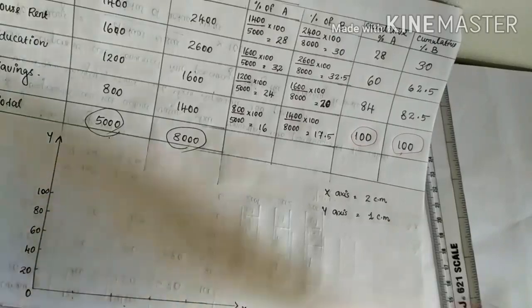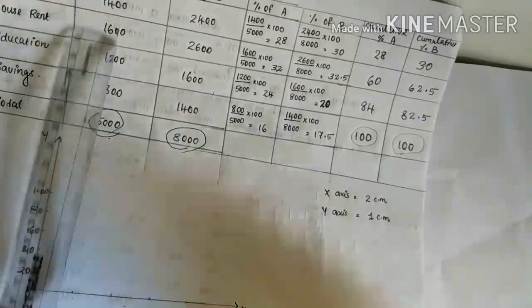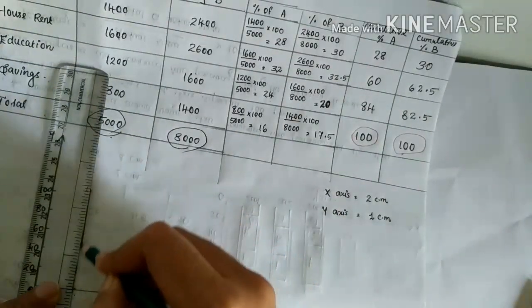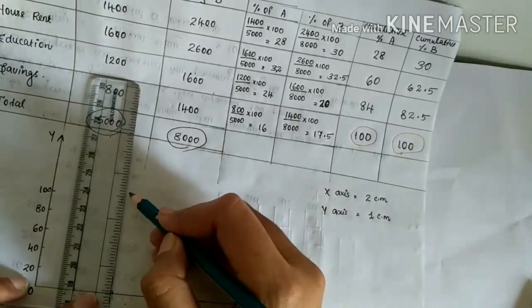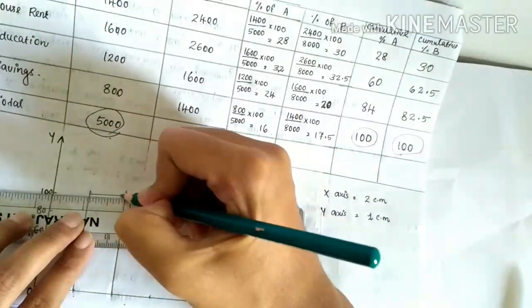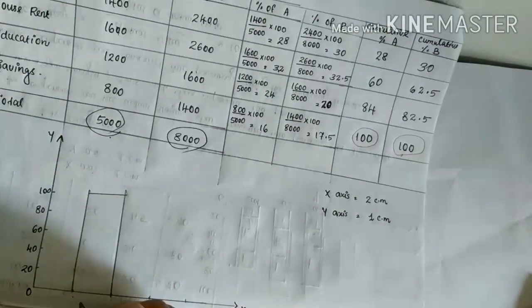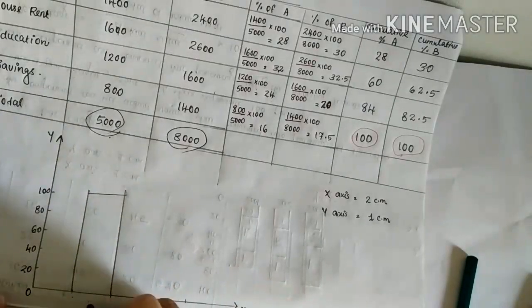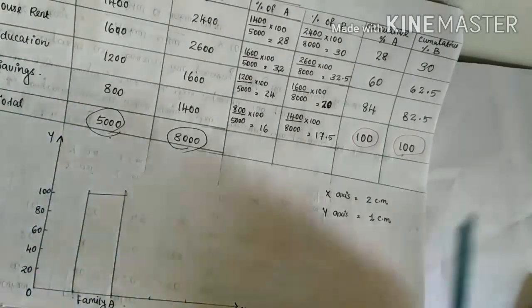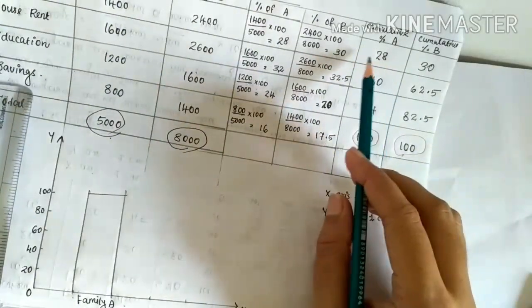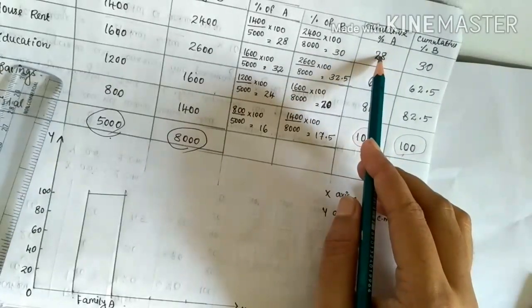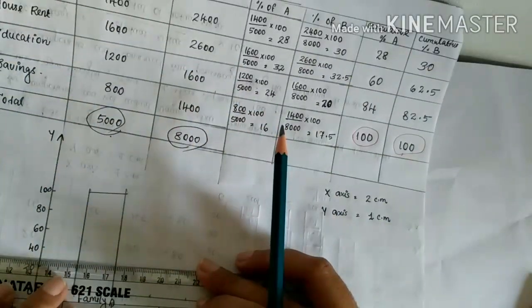So the first one is drawing the graph of family A. The total length of the bar is 100. The first procedure is drawing the total length of the bar, that is 100. So it is the x-axis. The first graph shows family A. Then the cumulative percentage of family A for the first item is 28. So the 28 is almost here.